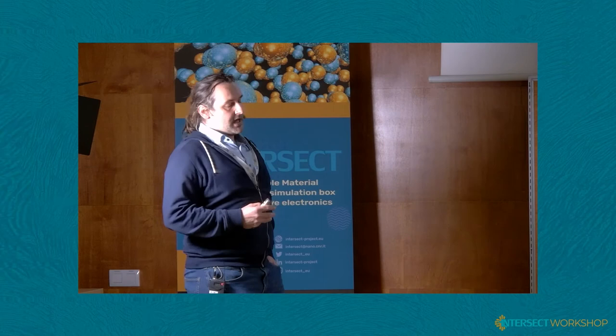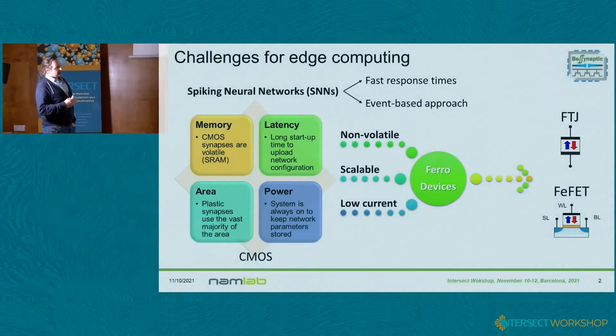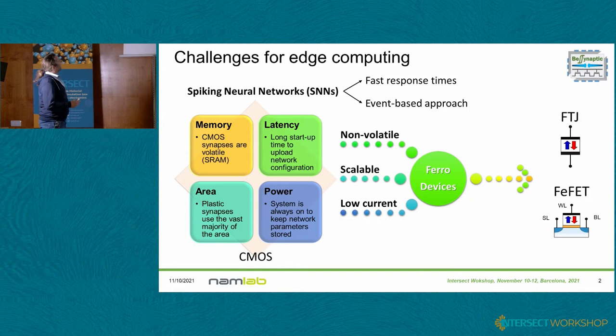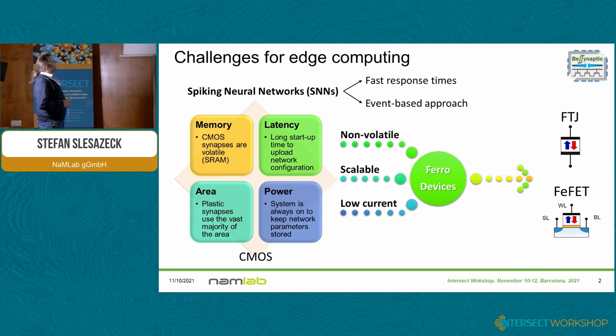target is to somehow tackle the challenge for edge computing devices that we have faced with conventional CMOS approaches. And we're looking especially in the direction of using spiking neural networks, which allow to get a quite fast response time and event-based approaches which can be operated at very low power.